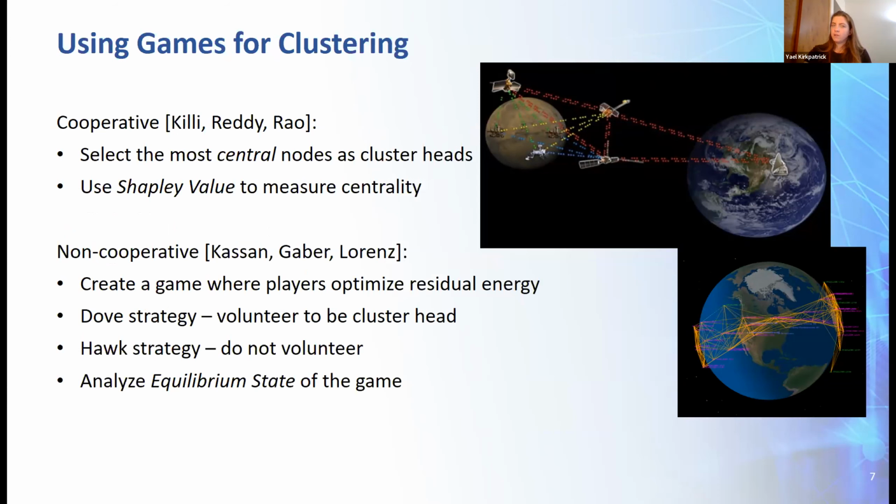Another way we can use game theory for clustering in networks is using a non-cooperative approach, where we think about how to choose cluster heads. Again, this is something that you don't necessarily want to do because it wastes some energy. So we create a game where players want to optimize their residual energy. A dove strategy in this game would be to volunteer to be cluster heads and run the network, and a hawk strategy would be not to volunteer. It doesn't make sense for everyone to be doves because we don't need everyone to be cluster heads. That's just wasteful. But also, if no one volunteers, then we lose because we need someone to do that.